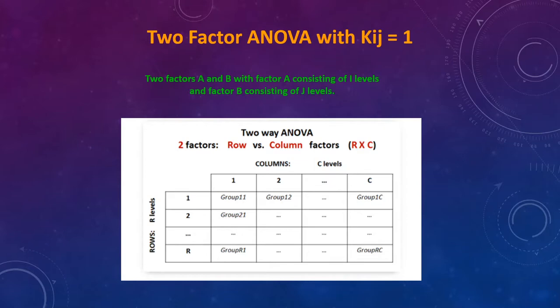So with these factors, you can create a table, like the one shown here, in which group 1,1 is group 1 from the rows times group 1 from the columns. And you can do this for however many values you have. Creating this table helps you analyze the difference in these different factors and how they will affect each other.